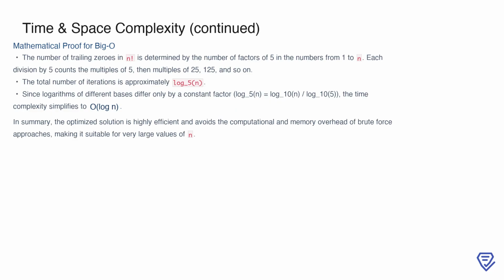This mathematical insight highlights why the optimized solution is so efficient. By avoiding the computational and memory overhead of explicitly calculating factorials, this approach is not only faster but also scalable to very large values of n, making it a highly effective solution.